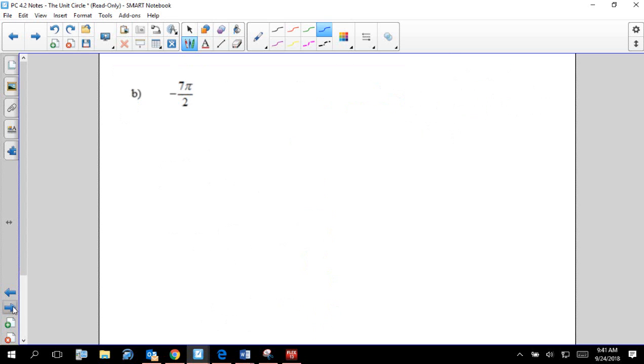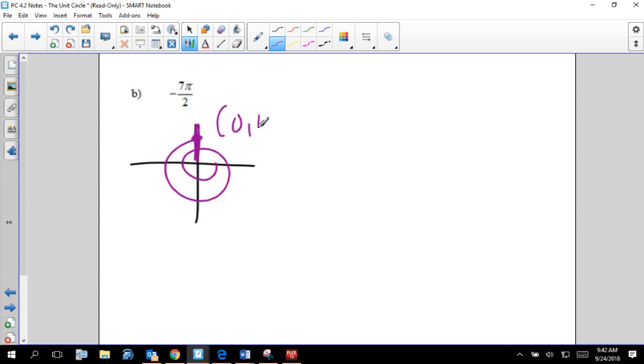So this one here, you go to graph that one, and we go around a couple times, 1 and 3/4, and you end up right here on an axis. So if you're on an axis, you don't have a reference angle. What do we use instead? Ordered pair. So I'm just going to call this point 0, 1.